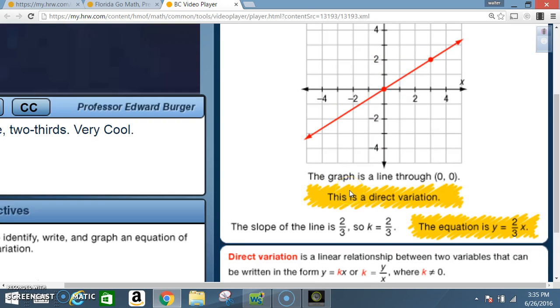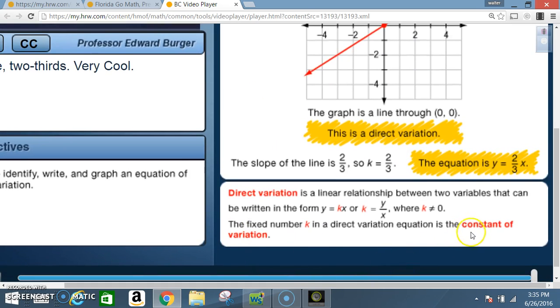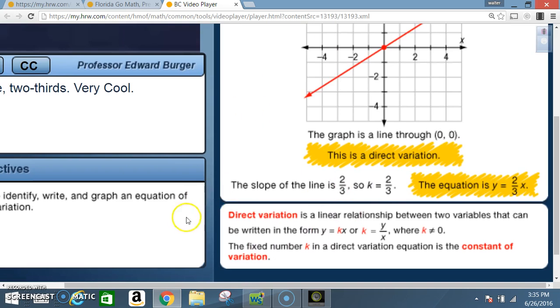But don't forget, slope is also called the constant of variation. And you also learn a new term: direct variation. So get this part right here in your notes. Direct variation is a linear relationship between 2 variables that can be written in the form y is equal to k times x. Or if you were to solve for k, k is equal to y over x. And by the way, see where k is? Rise over run. That's why it's the same as the slope, which is the same as the constant. The fixed number k in a direct variation equation is the constant of variation.